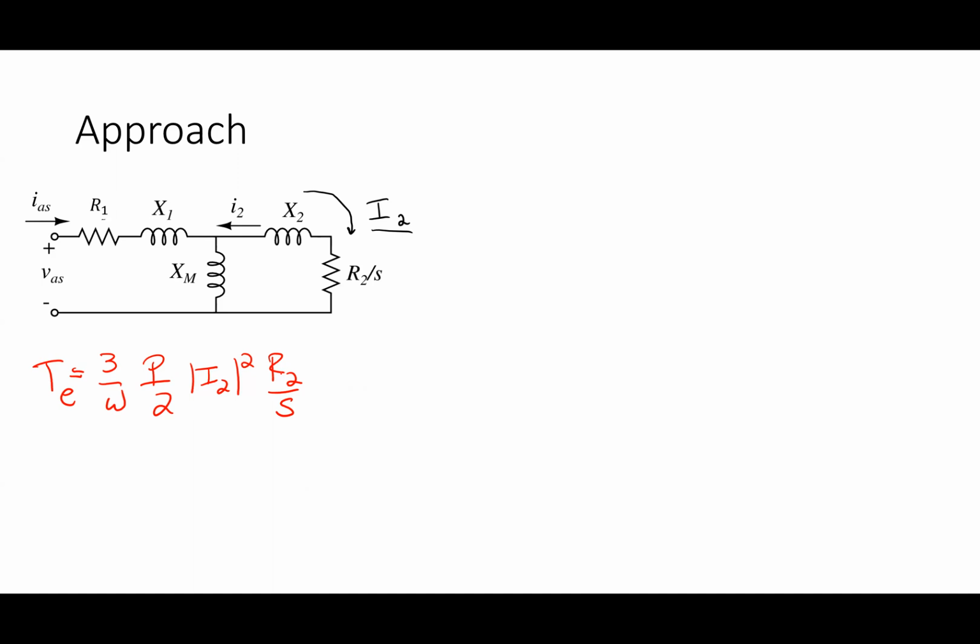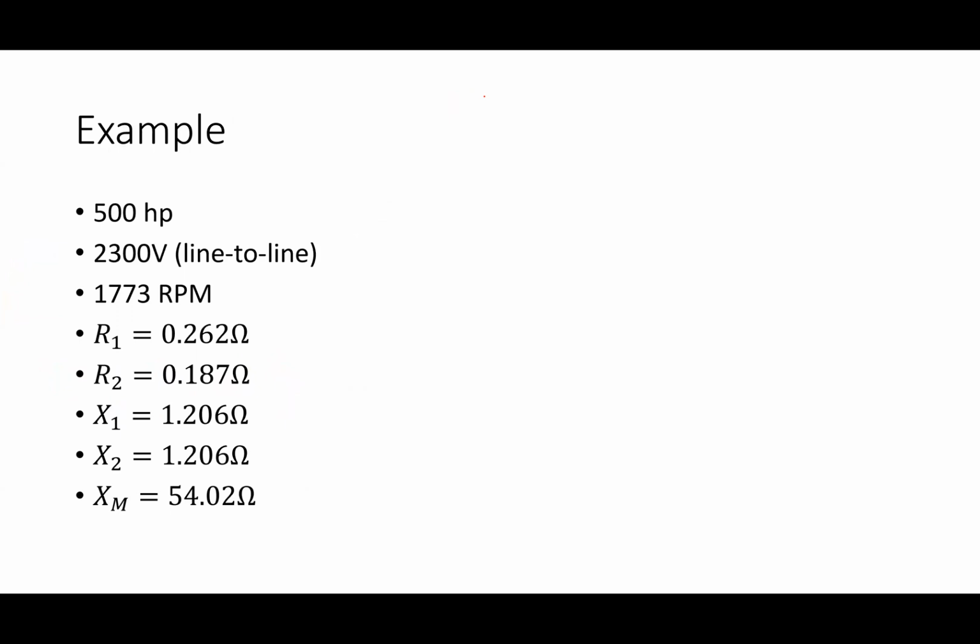So I've got to figure out the current, I2, right? How would I figure out that current? Let's remind ourselves. I show it like this, but I'm going to hook this up to a voltage source, VAS. I was told that I had 2300 volts line to line right there.